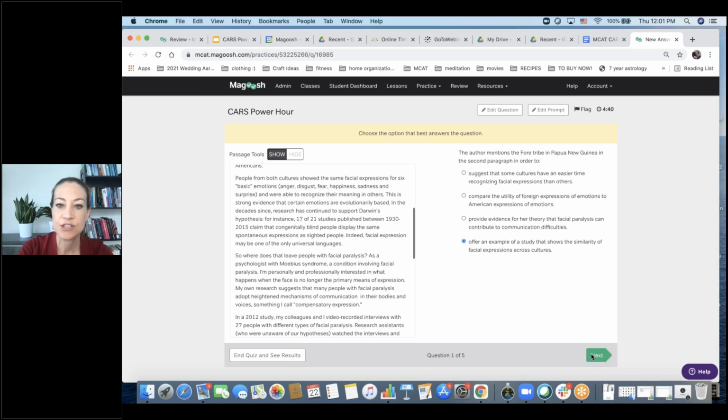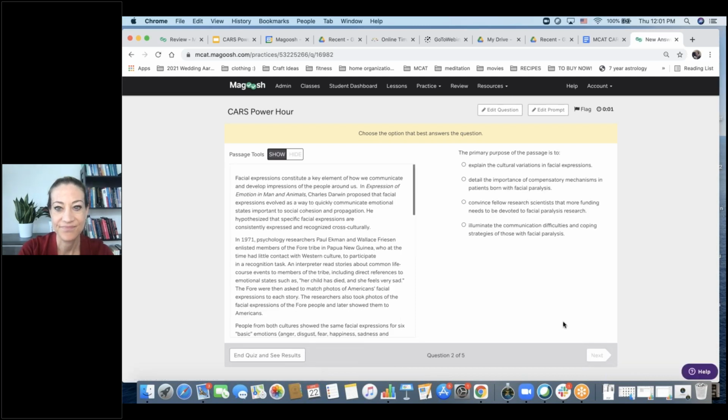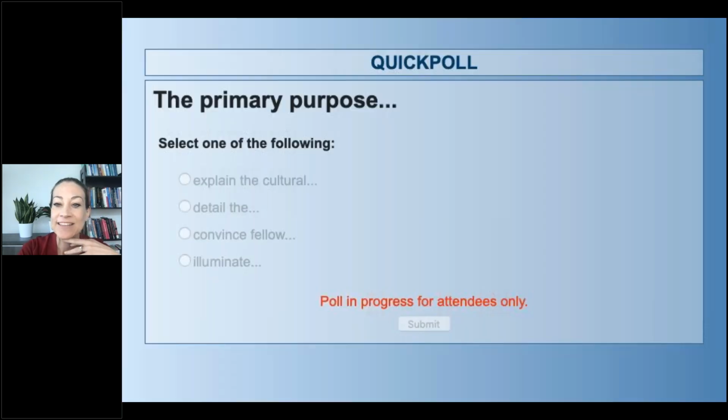So let's move on to the next. The primary purpose of the passage is to, and here we have another poll: A, explain the cultural variations in facial expressions; B, detail the importance of compensatory mechanisms in patients born with facial paralysis; C, convince fellow research scientists that more funding needs to be devoted to facial paralysis research; and D, illuminate the communication difficulties and coping strategies of those with facial paralysis.